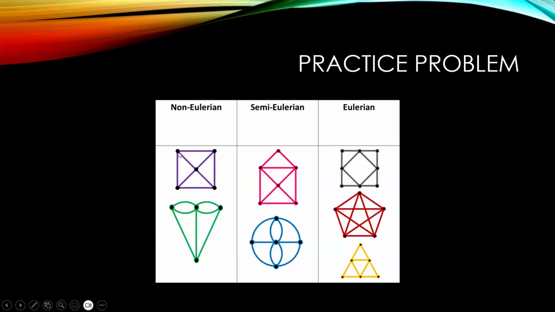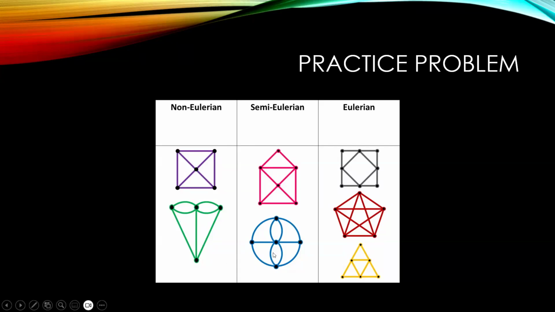And if you'd like, you can check them out with the first one. We have degree 3, degree 3, degree 3, degree 3, degree 4. There's more than 2 with odd degree, so it's non-Eulerian. This one right beneath it, I think that's actually our Königsberg graph. And so that one is also non-Eulerian.